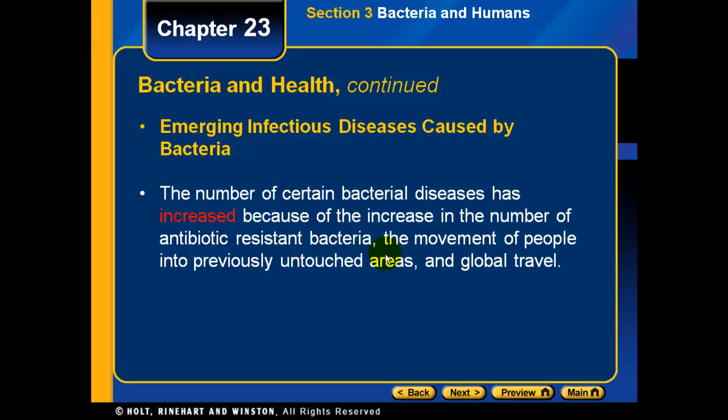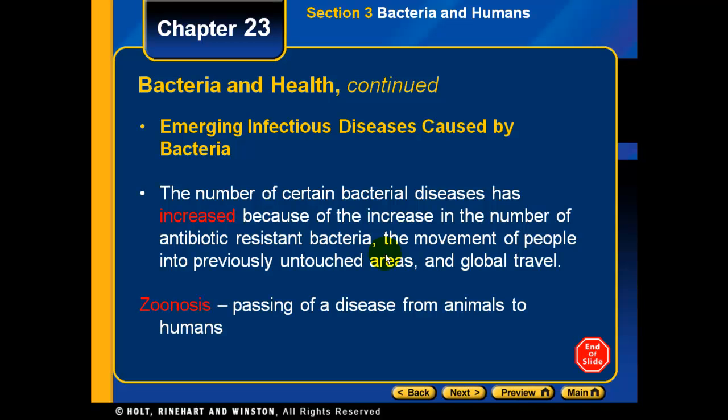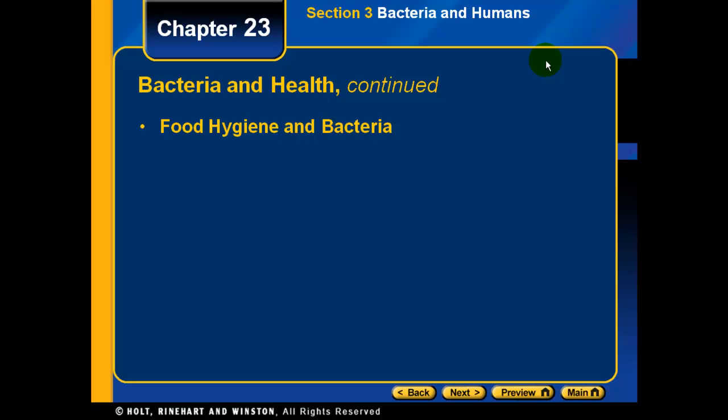Emerging infectious diseases. There are so many diseases that have come out. The number of them has increased because there are more antibiotic resistant bacteria, and more people traveling throughout the world and bringing these diseases back into our country. If you get a disease from an animal, that animal that had it giving it to the human, that is called zoonosis.